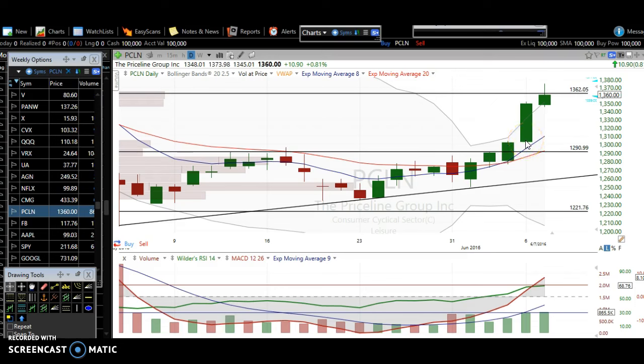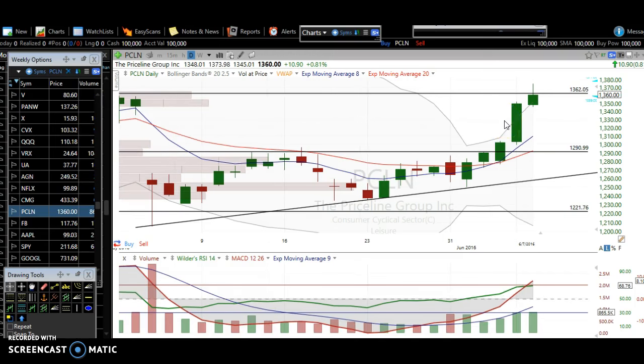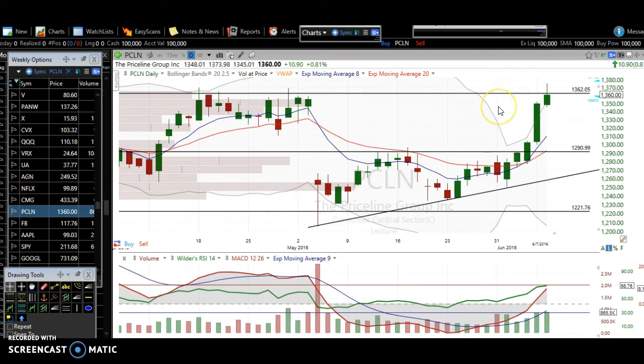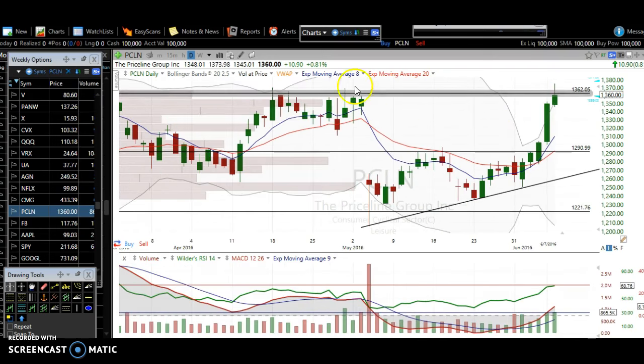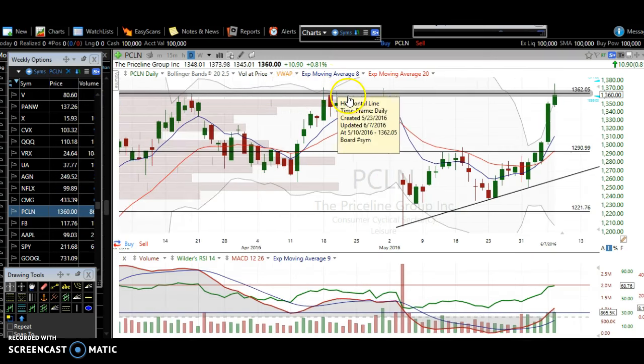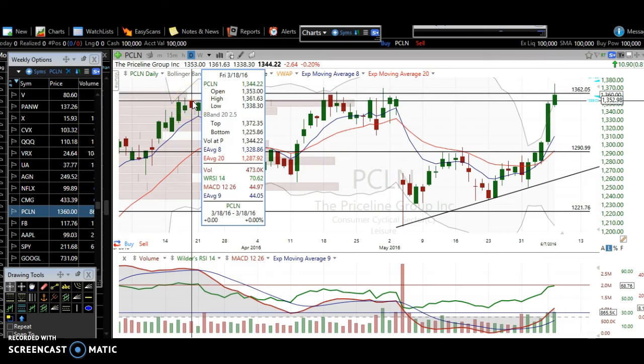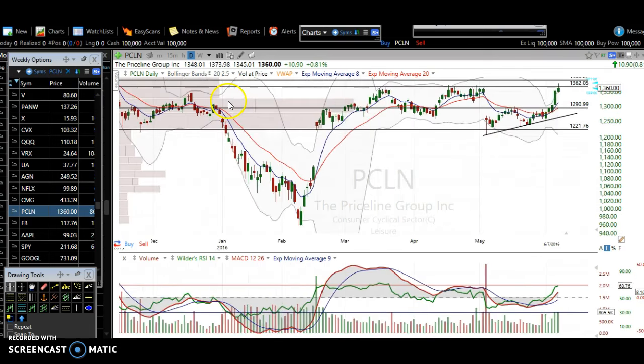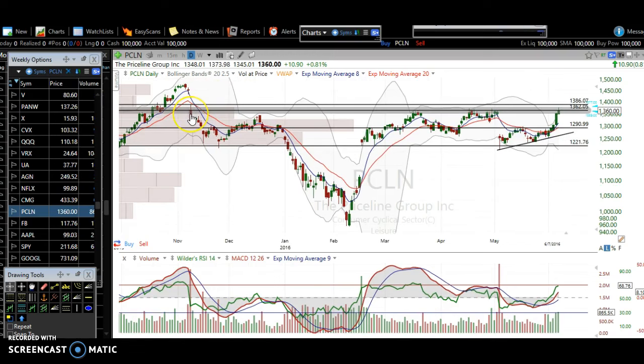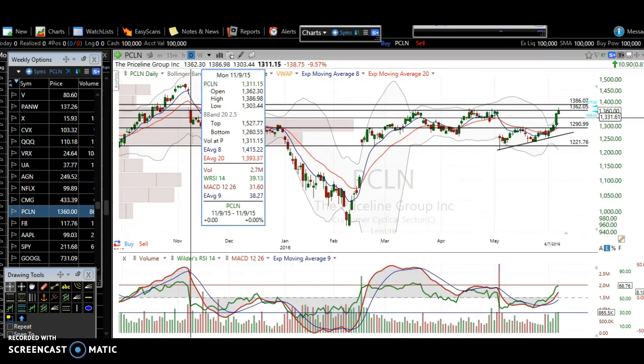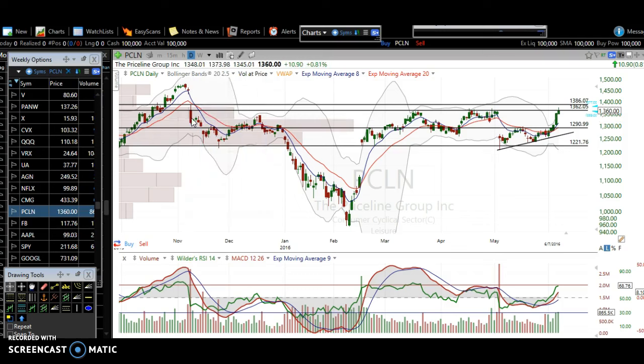Priceline here, we've got a resistance at 1362. That's because of these candles up here, right here, right here. This candle right here, the high of that candle, 1362, and going back all the way to the gap down right here. That was the open of the gap, 1362.